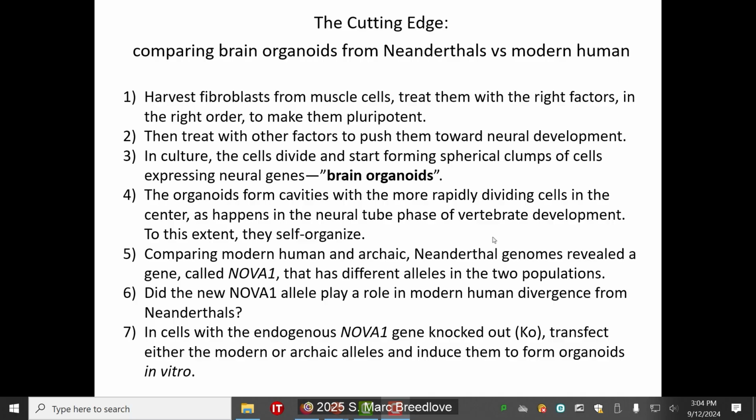I have like 70% of my genes supposedly have a Neanderthal origin. Yeah, I know, which explains the hard head. And anyway, but people have been cataloging, and there's some genes that are quite different.